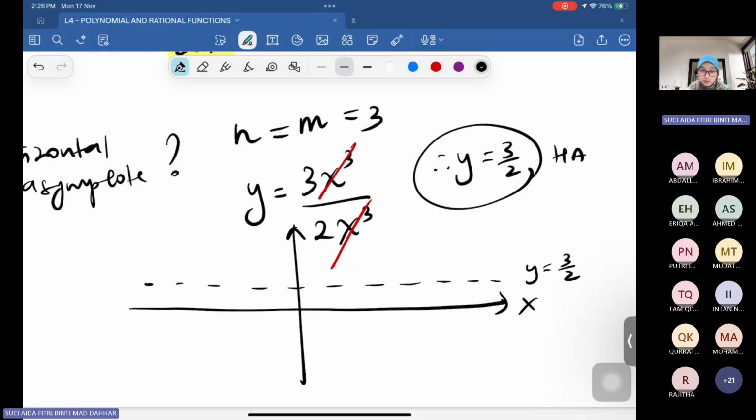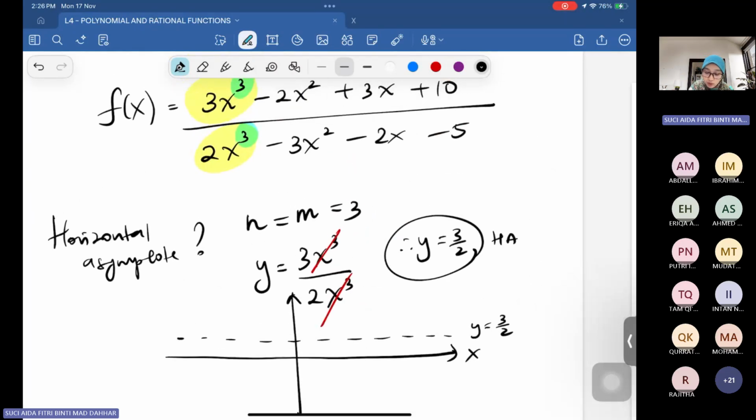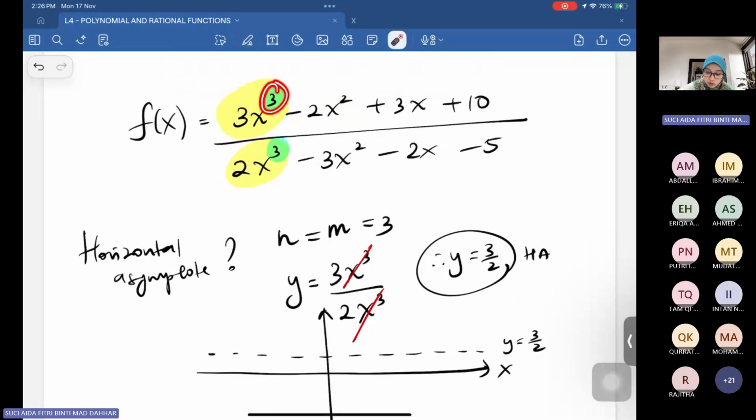Okay, is that clear? This is the second case, when they have the same power on the top and in the bottom. So you just take the coefficient, divide them.